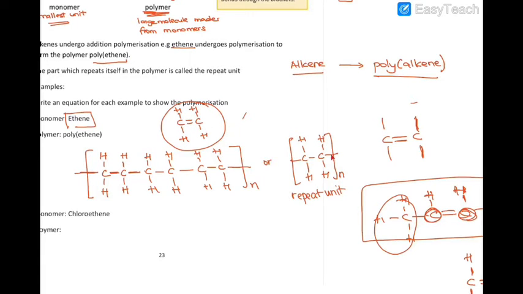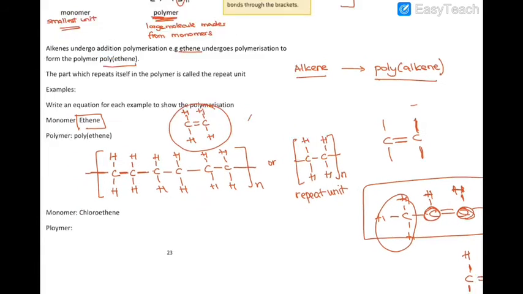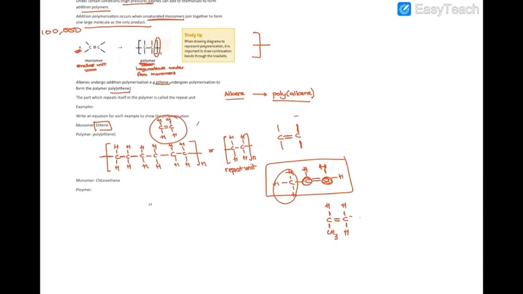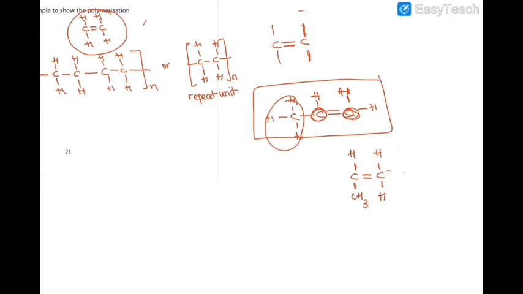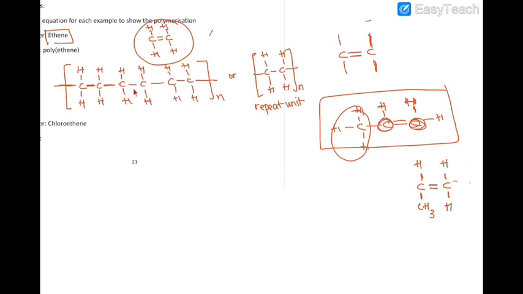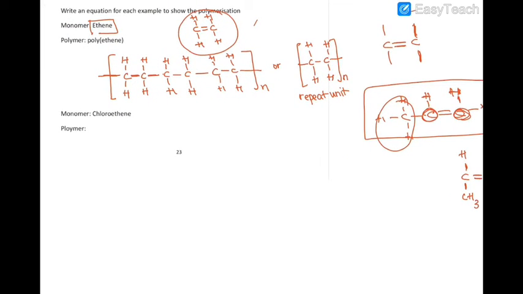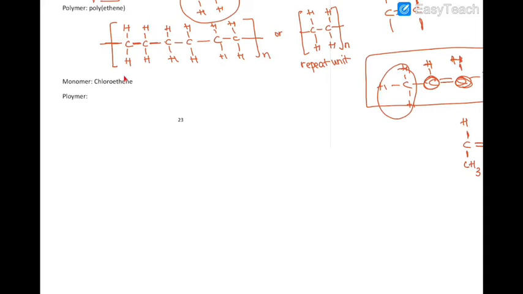You have to be careful that you draw the monomer in such a way that you have two carbons side by side and the double bond in the middle, so that you can easily draw the repeat unit and you can easily draw the polyalkene. So let's try to draw another one, chloroethene.